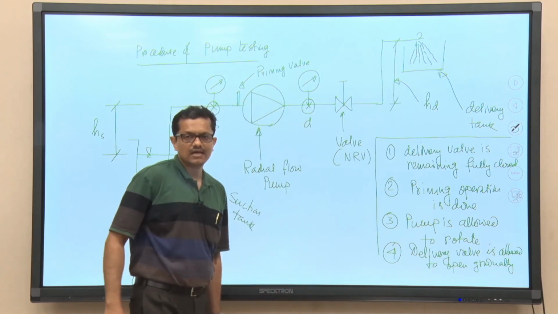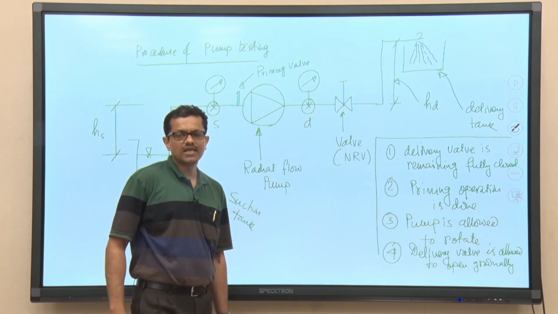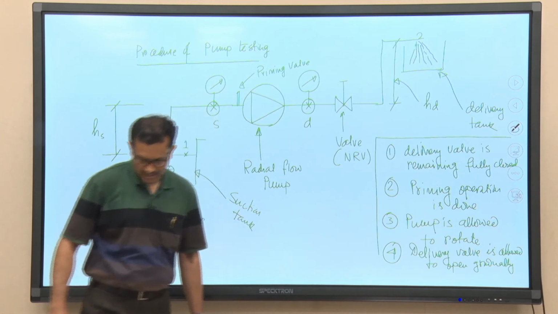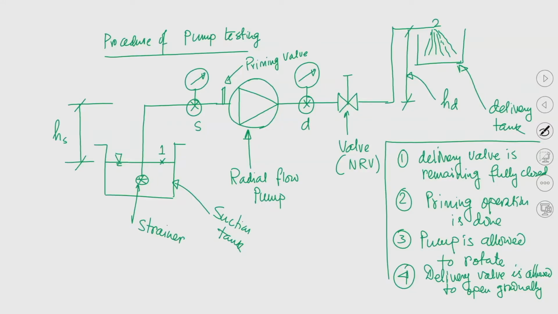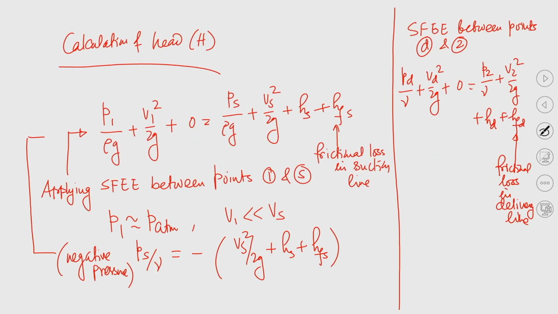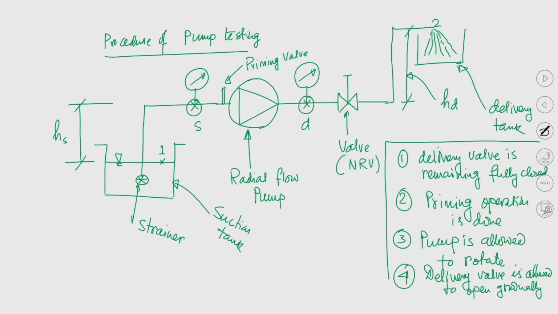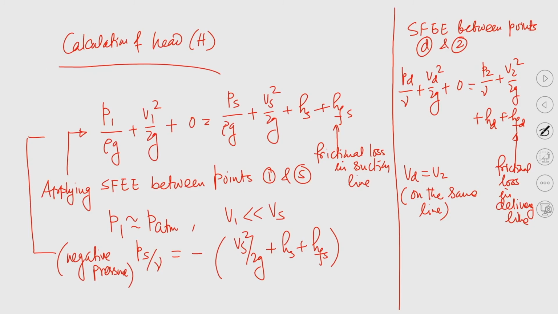So, diameters are the same. So, basically V d will be equal to V 2, right. That is what we can write: V d will be equal to V 2, that is on the same pipe, same line, right. And again P 2, you can understand this is the discharge, open to atmosphere. So, P 2 will be equal to 0 for this particular case.